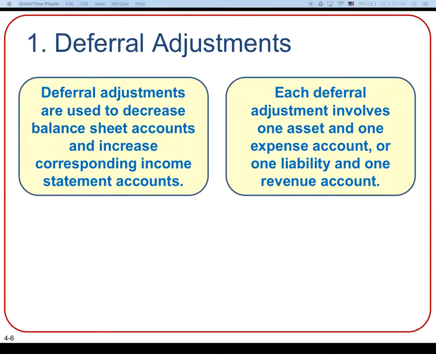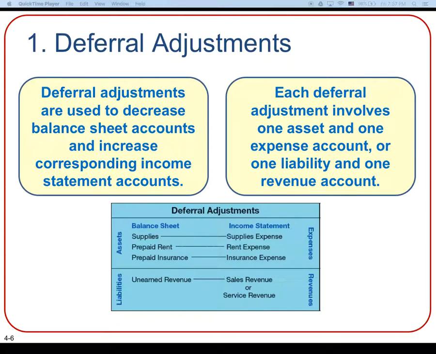That's a deferral adjustment. And each deferral adjustment always involves one asset account and one expense account, or one liability account and one revenue account. Okay. So here are some examples of the deferral adjustment. On the liability side, you have unearned revenue, right? That's your liability. And then you have sales revenue or service revenue. That's your income statement account.